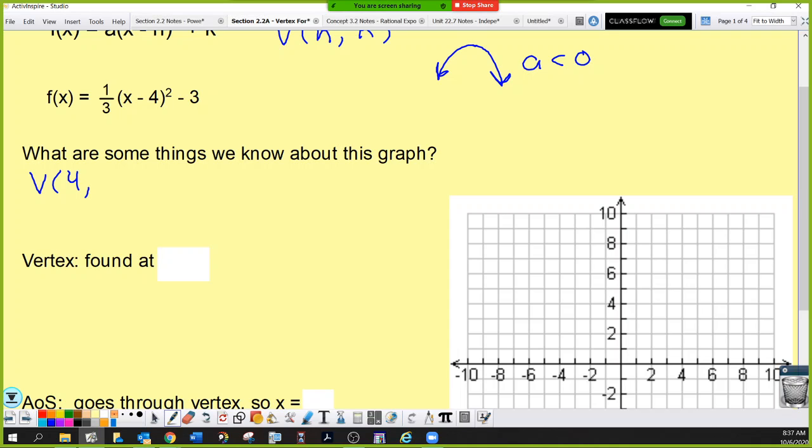And can I have another volunteer tell me what the y value is of the vertex? The number to the far right? -3. Yeah, there you go. Please don't overthink this, guys. The vertex will always be found at what makes the inside equal 0, comma, the number to the far right. It is that easy. You just tell me where the vertex is. What else do we know? Well, the number on the front, it's positive. So what does that tell me?